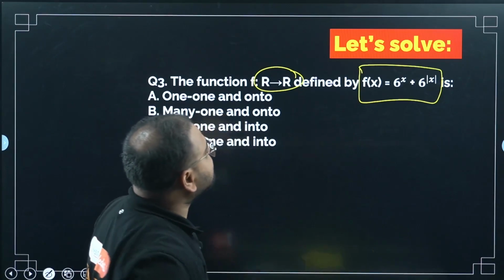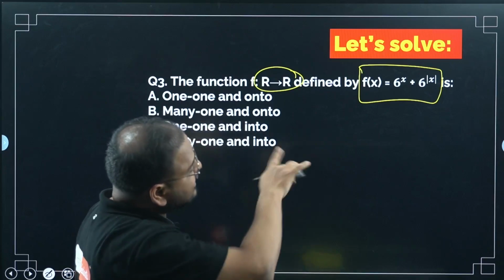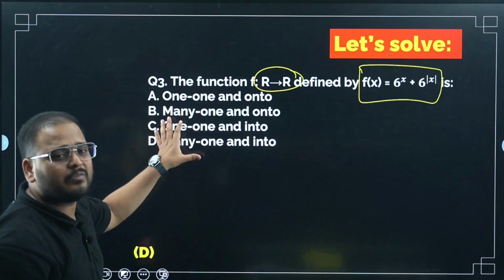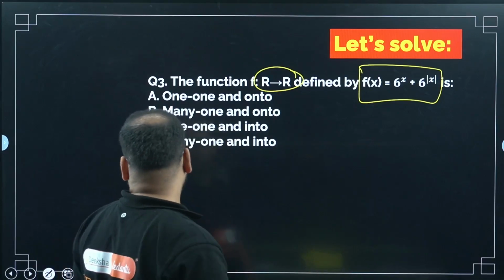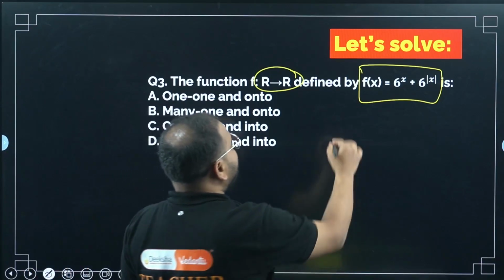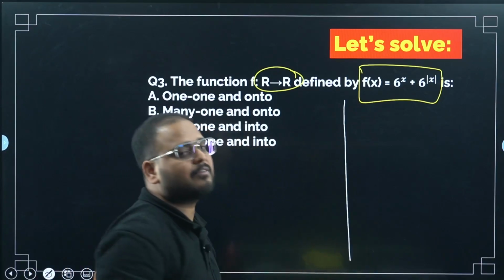So the function is given as 6^x + 6^|x|. Now again we have to figure out whether it is one-one or many-one, whatever it is, but that part will come later. First, what do we do? We will break the function into an understandable format.